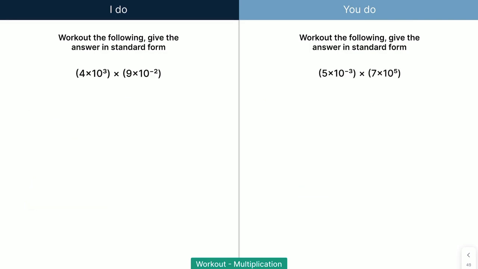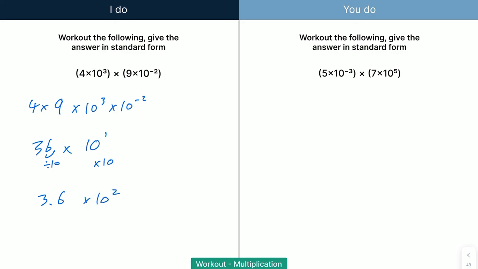So looking at this one, again, we'll do this one in the same order. So we have 4 times 9, which is 36. I'm just being a bit careful here. It's a negative, so 3 plus minus 2 will give you 10 to the power of 1. And if I hop 1 to the left by dividing by 10, I have to times by 10 here. So my final answer is 3.6 times 10 squared.